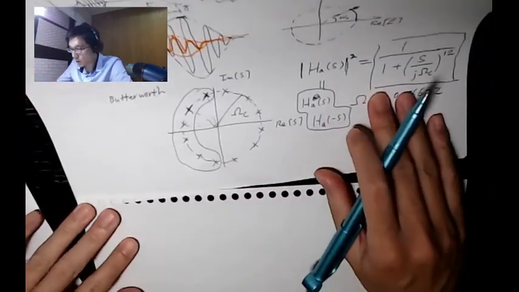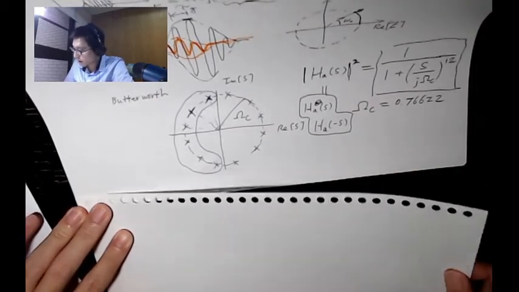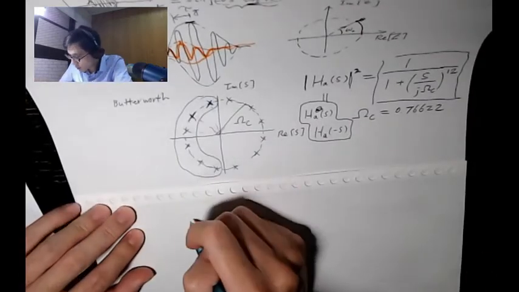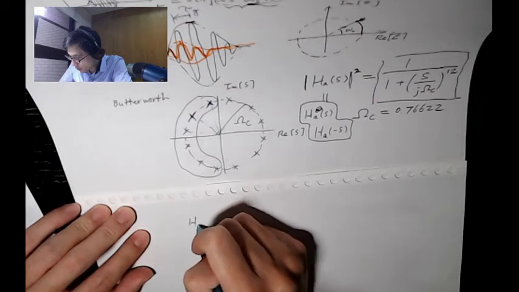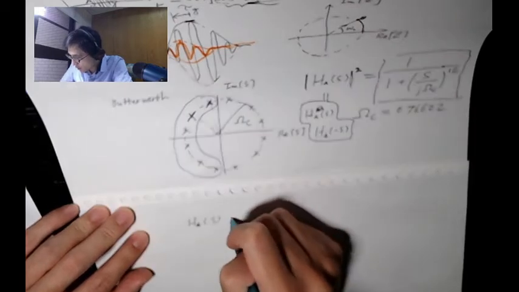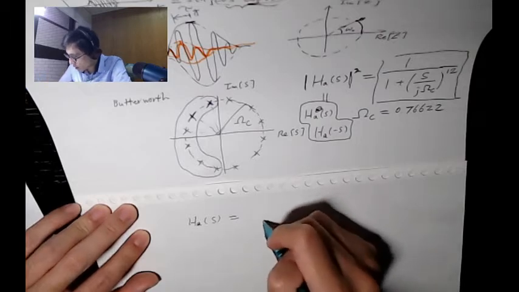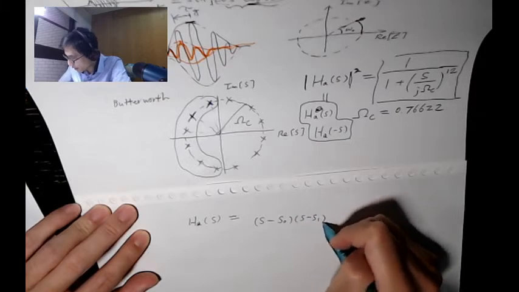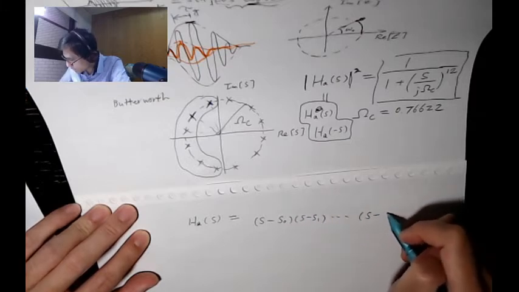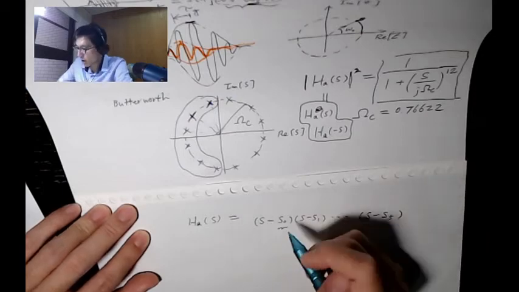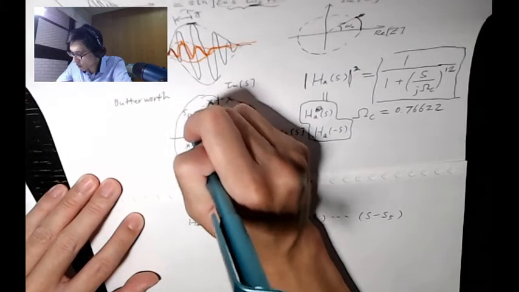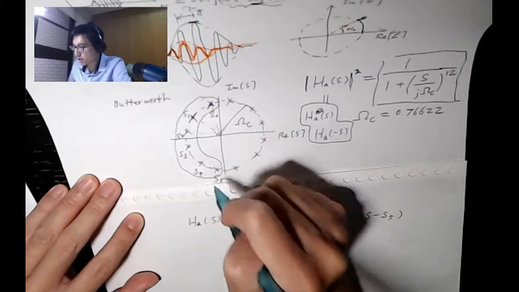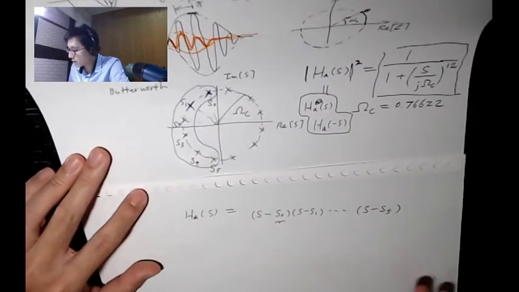So we can have an expression for the analog transfer function. H_A(s) is going to be basically s minus s0, s minus s1, and so on. There are going to be 6 poles, located at s0, s1, s2, s3, s4, and s5. These are the 6 poles in the analog domain.